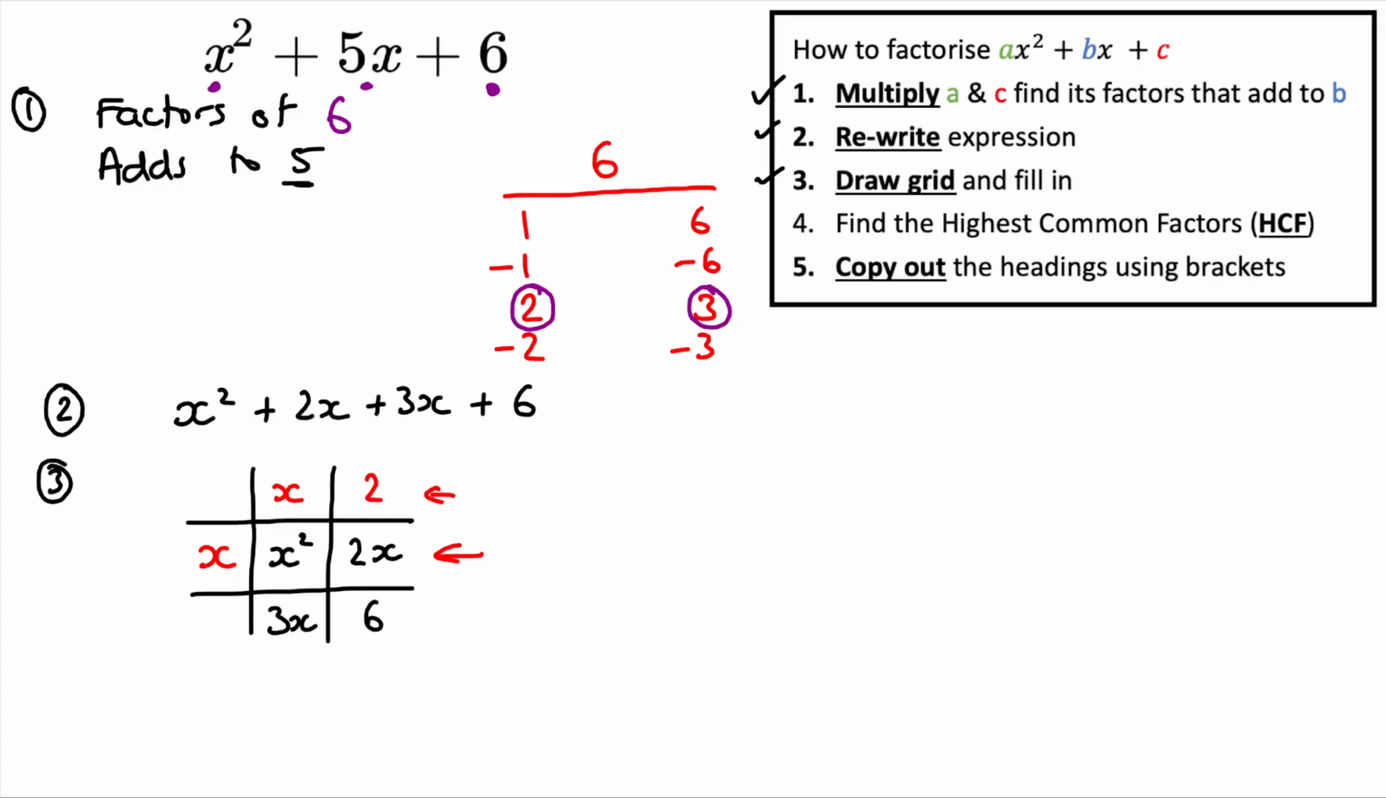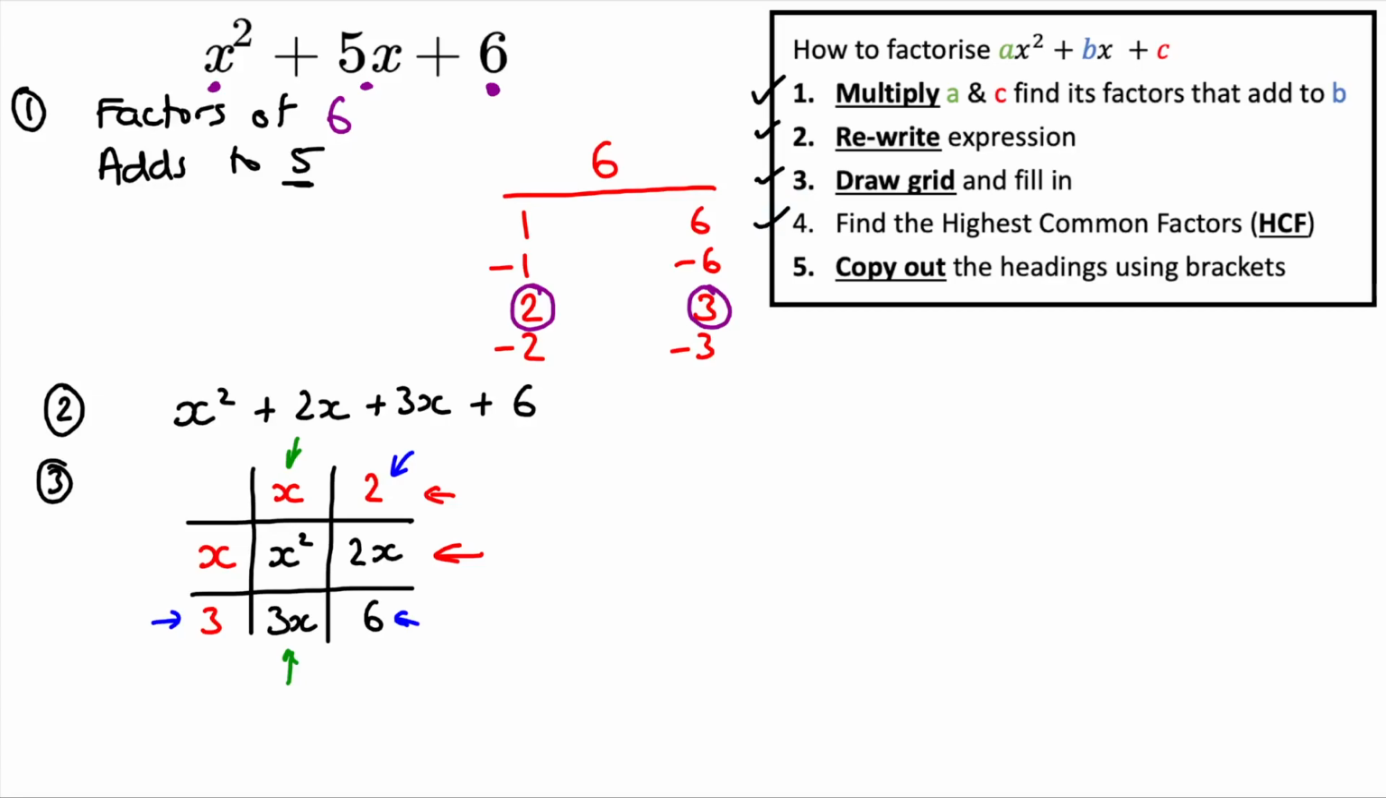And for the bottom row, I need to think, what do I need to multiply this x by to give me 3x? And it's going to be the number 3. And then finally, we're just going to check this multiplied by that. Does that give me 6? Yes, it does. So at step number 4, we've got our headings.